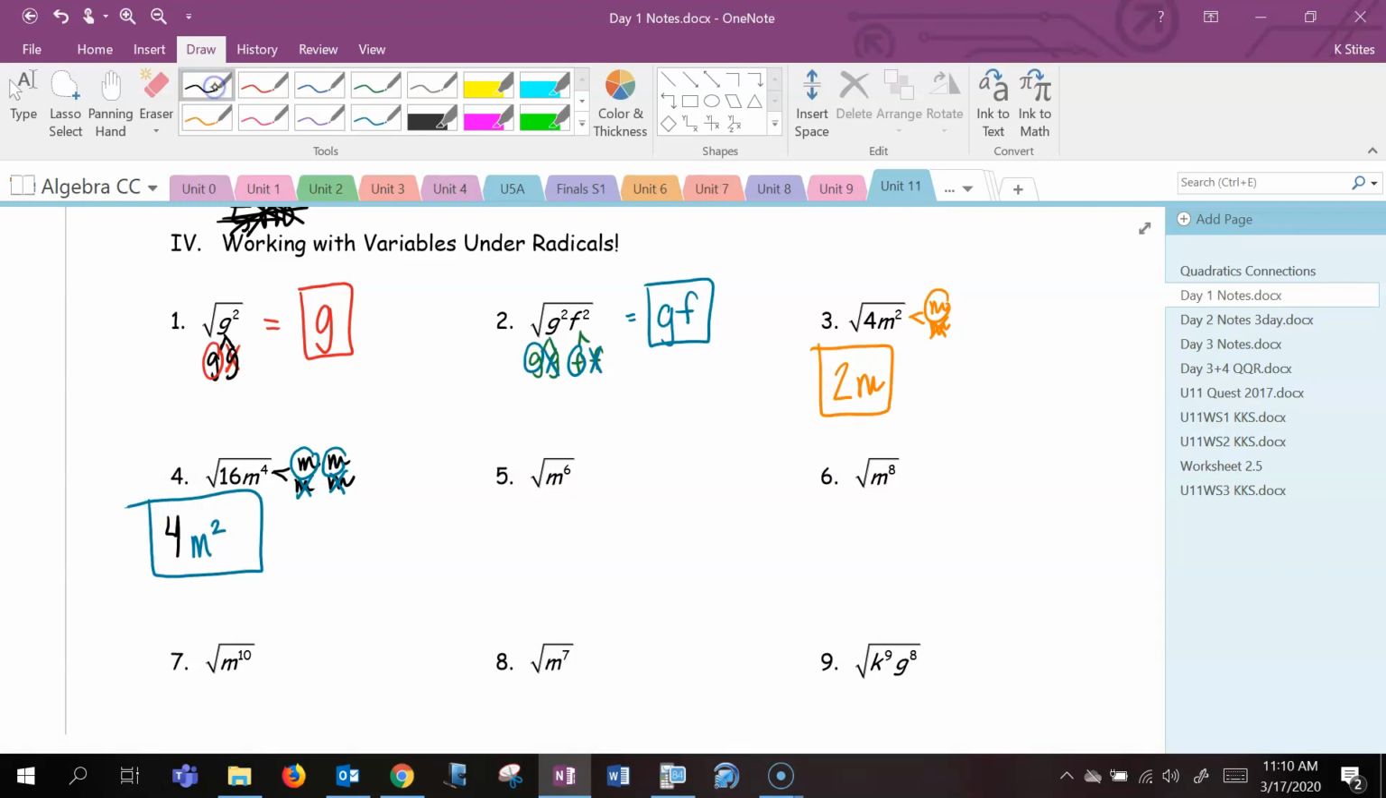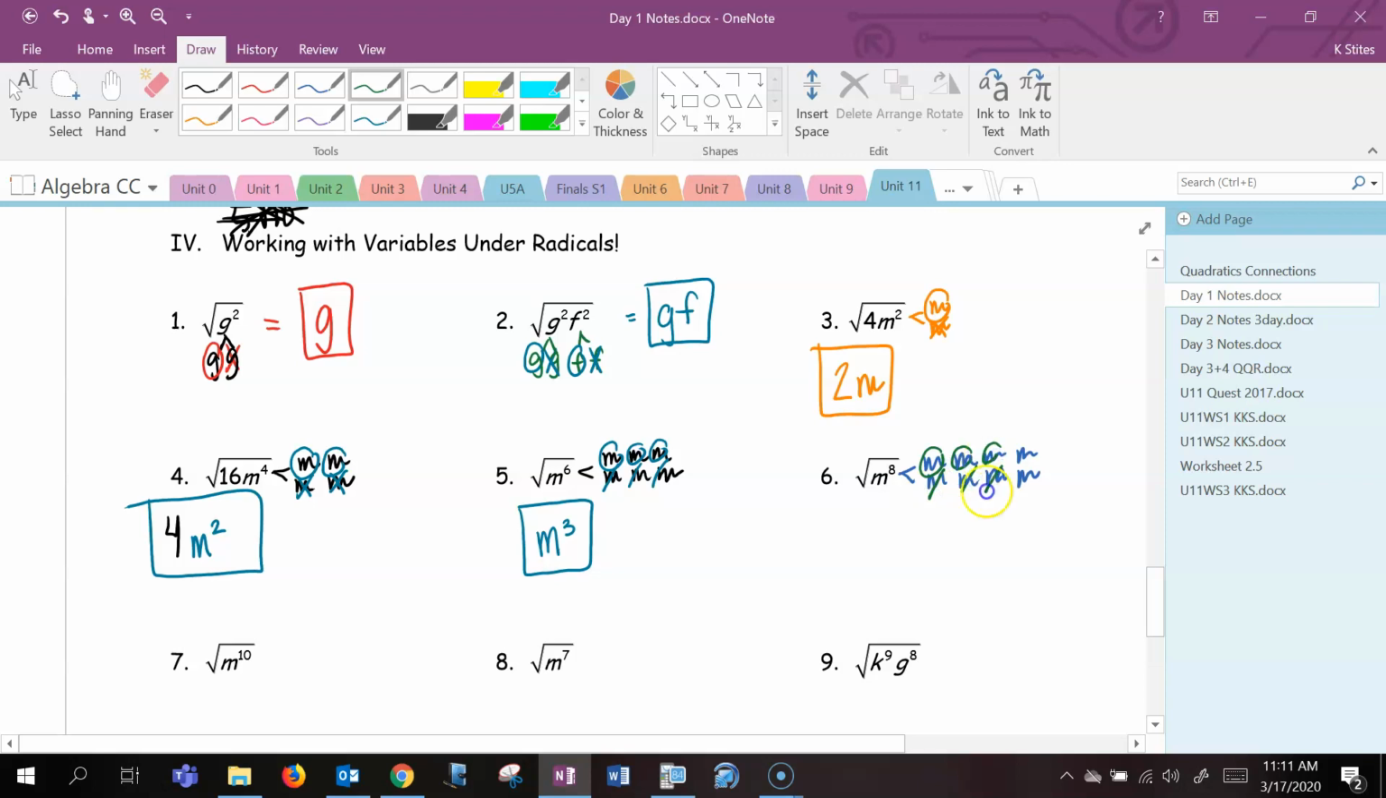Let's do a few more of these, see if you can figure out the pattern. M to the 6th. How many m's would that be? If you said 6, you are correct. You're looking for pairs. How many pairs are there? There are 3 of them. So, what's our answer? M to the 3rd. M to the 8th. How many m's is that? If you said 8, you are correct. We're looking for pairs. How many pairs do you have? We have 4 of them. What's your answer going to be? M to the 4th.